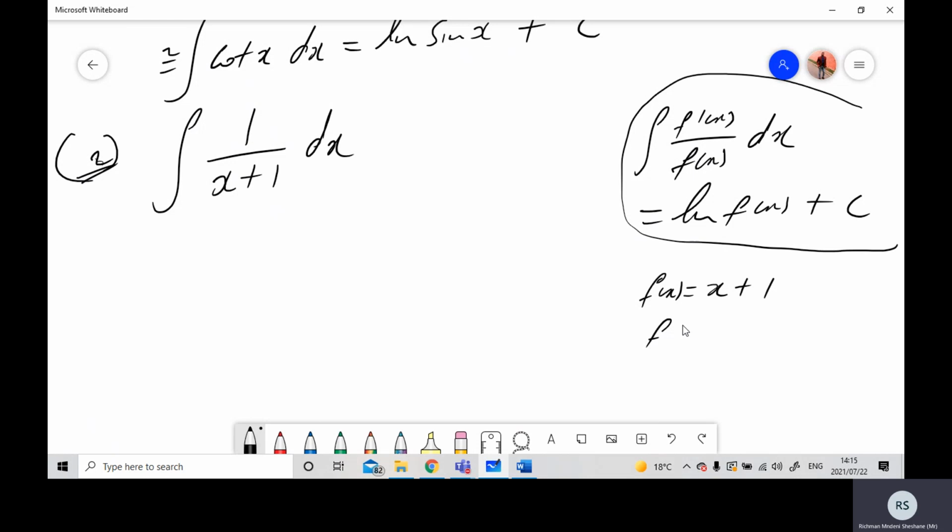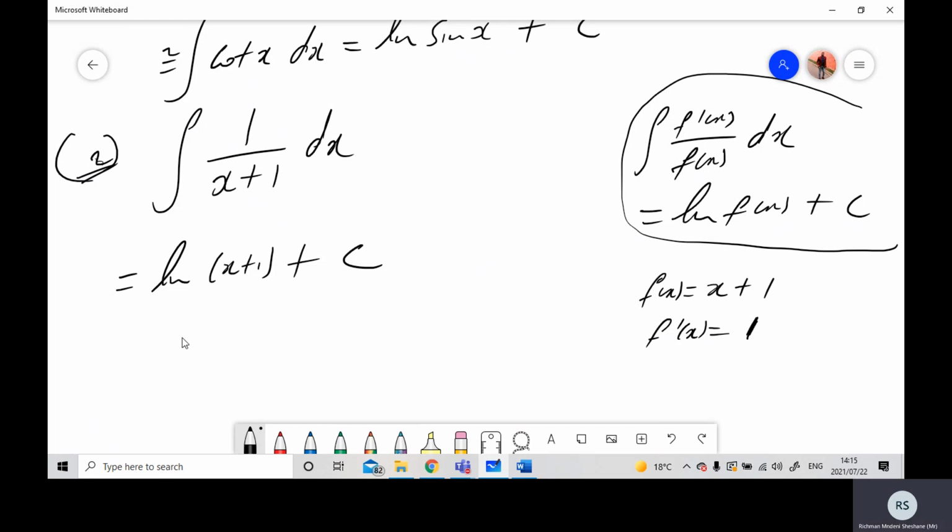Then your f prime, the derivative of this, is 1. You see you have the derivative of the denominator here. It's 1. So you have the form f prime over f of x, and the integral will be ln of f of x plus c. So the integral of this form is going to be ln of x plus 1 plus c. You're done. That's it.